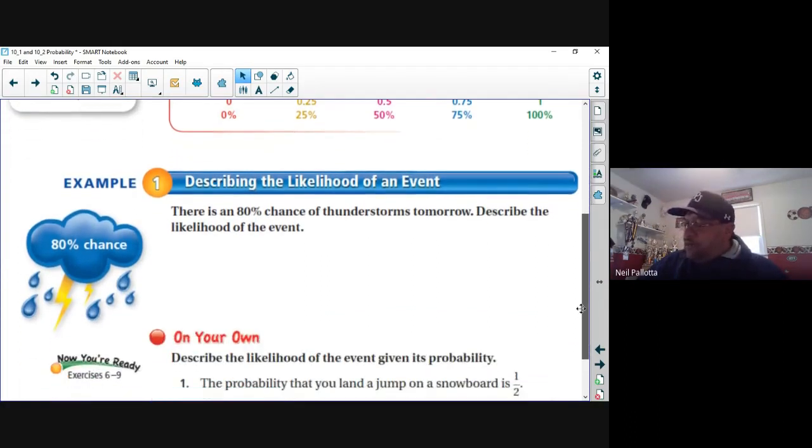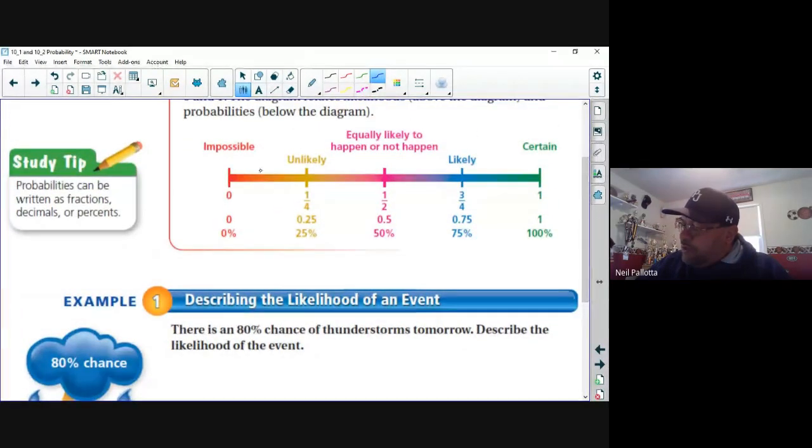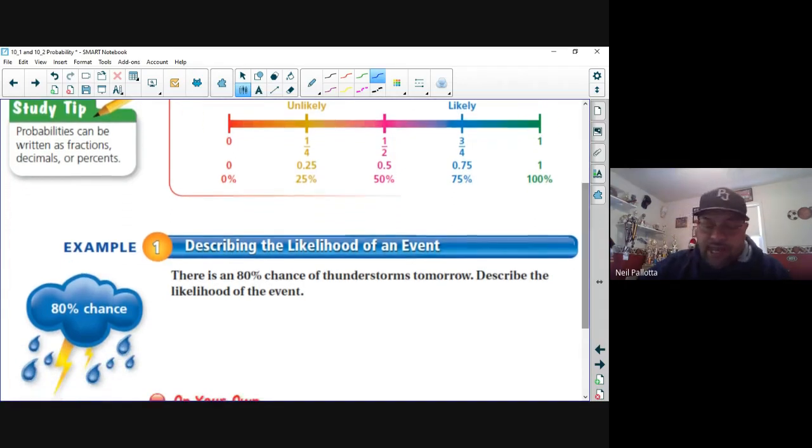First question says, there's an 80% chance of thunderstorms tomorrow. Describe the likelihood of that event. Well, if we look at the terms up here, on the top of our line, we know that an 80% chance is above 75%. So that would be likely to happen, since the probability of 1/2 is 50%. So an 80% chance would be likely.